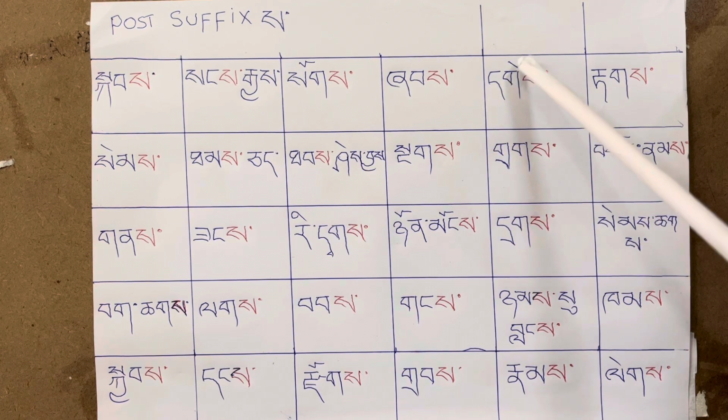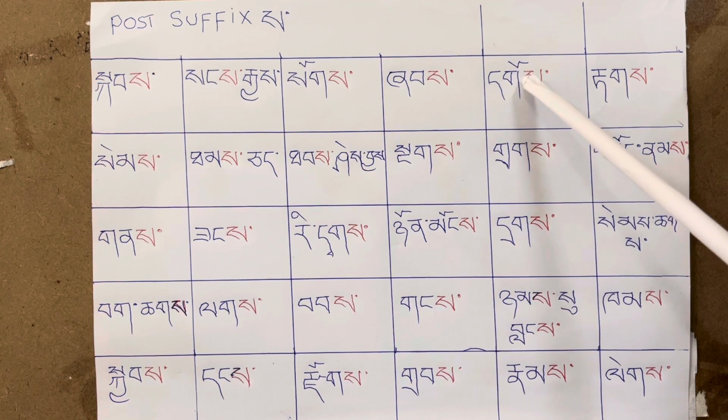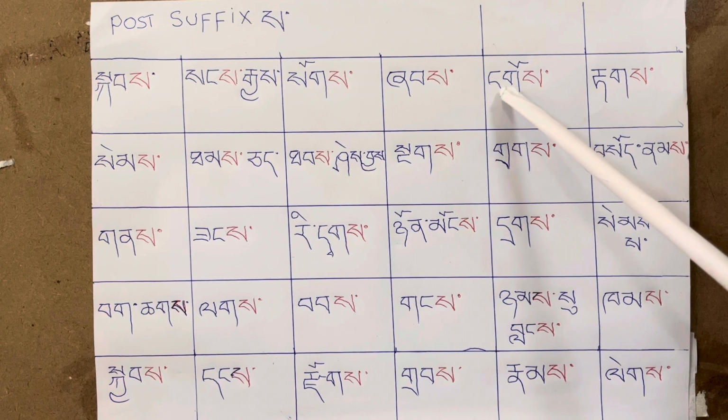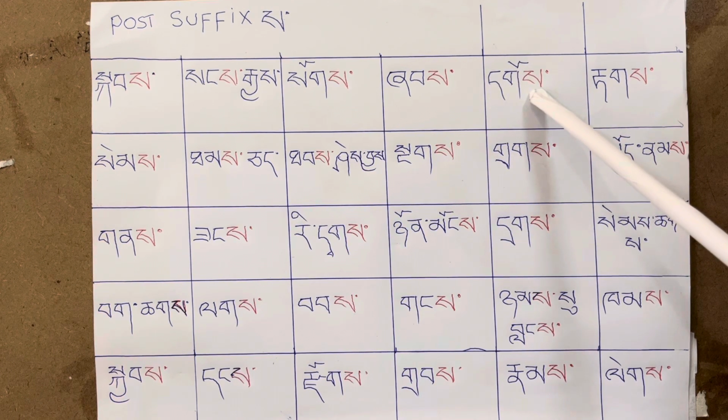Dao, ga, naro, go, sa, ge. With suffix sa preceded by vowel naro, it should have e sound. This we have learned earlier. Dao, ga, naro, go, sa, ge. So this is not post suffix.